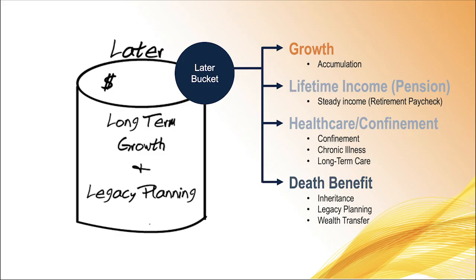And so on the later bucket, again, growth. So we're focused on accumulation, lifetime income. So maybe you have a client who has 10 plus years before they're going to retire, but they do want some sort of guaranteed lifetime income in their financial plan. You have the ability to buy a private pension through an insurance company. There's healthcare or confinement goals and objectives in the later bucket, with confinement benefits, chronic illness, long-term care benefits, and then last but not least, death benefit for inheritance, legacy planning, and wealth transfer.